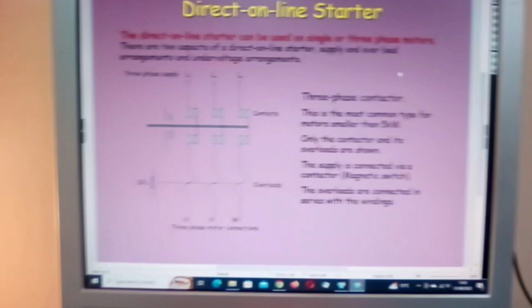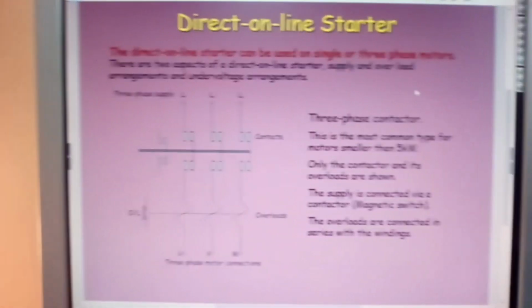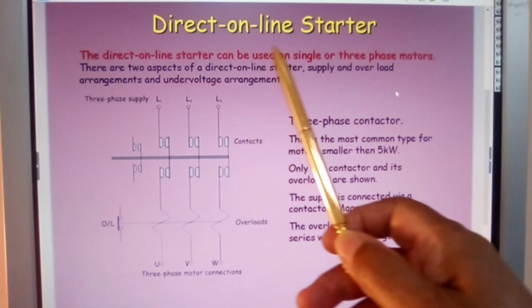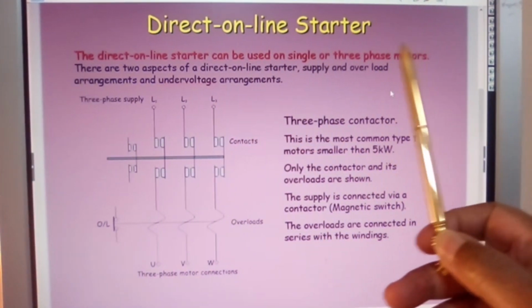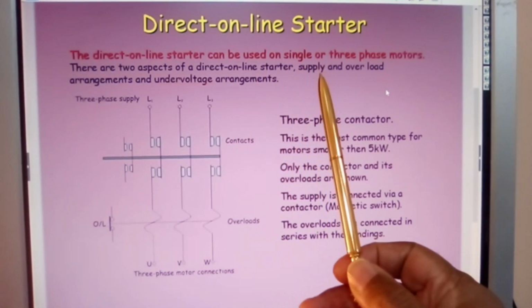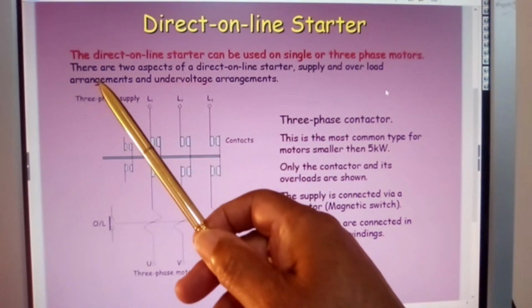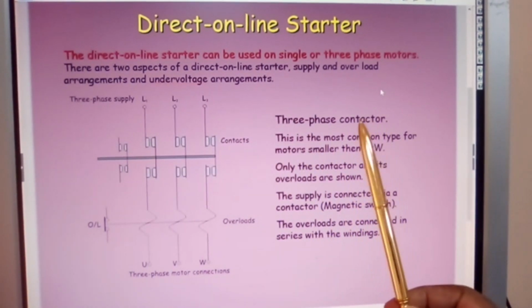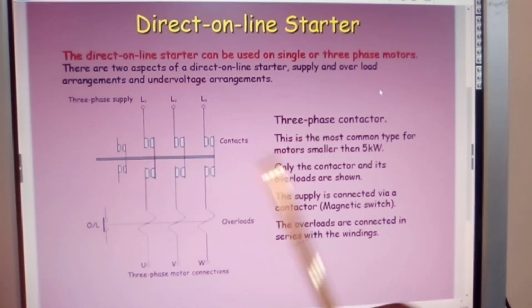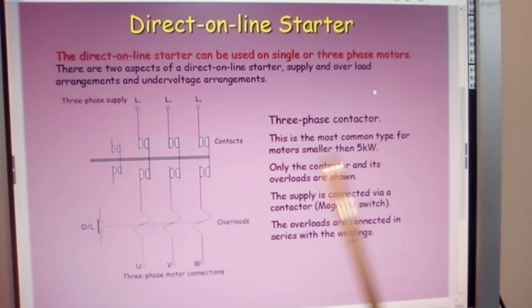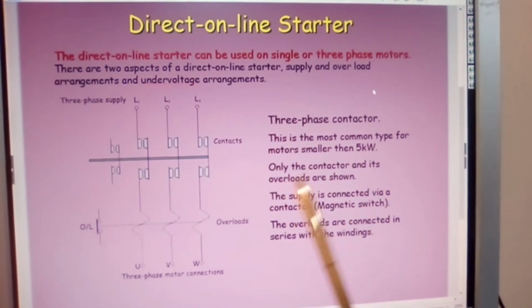Now, direct online starter. The direct online starter can be used on single or three-phase motors. There are two aspects of a direct online starter: supply and overload arrangements, and no-volt arrangements. Three-phase contactor. That is a three-phase contactor. This is the most common type for motors smaller than 5 kilowatts.